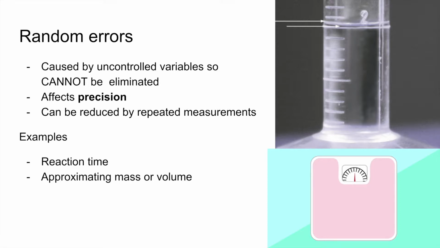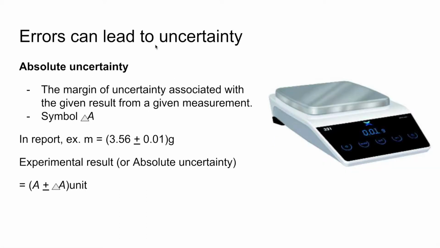Okay, so two types of errors, random and systematic. Random error affects your precision. Systematic error affects your accuracy. All right, now let's go to error propagation.